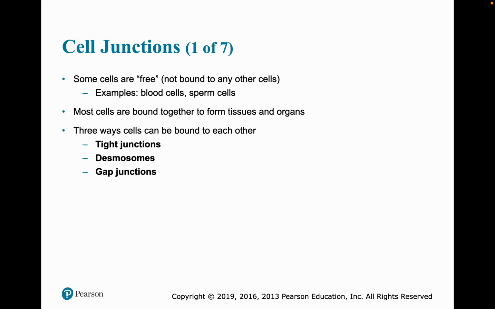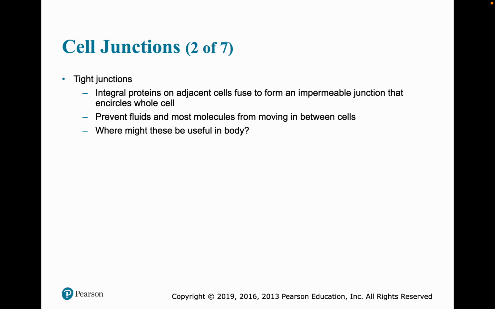Some cells are free. They're not bound to other cells. The blood cells, for example, sperm cells. Most cells, though, are bound together in the form of tissues which form organs, and there are three different major ways they can be held together: tight junctions, desmosomes, and gap junctions. In a tight junction, the integral membrane proteins fuse and make an impermeable junction that encircles the whole cell. Very good for preventing fluid and most molecules from moving in between cells, and you should ask yourself where those might be useful in the body. We'll go over that when we talk about tissues next week.